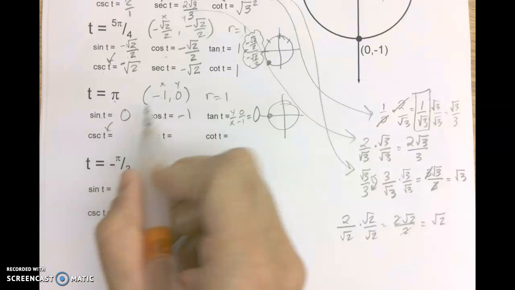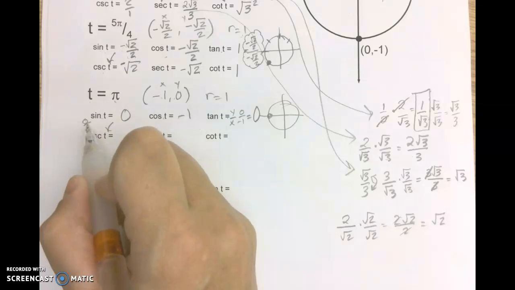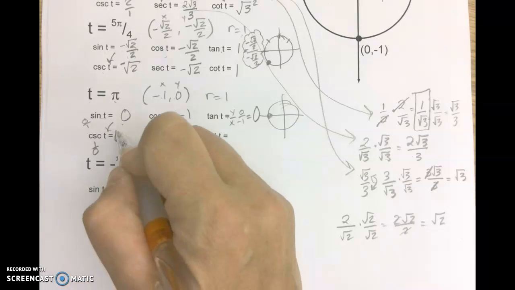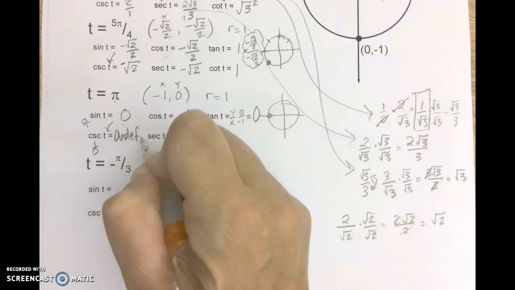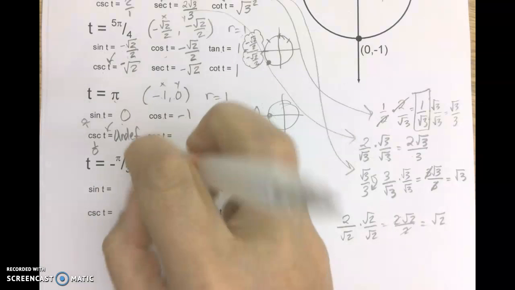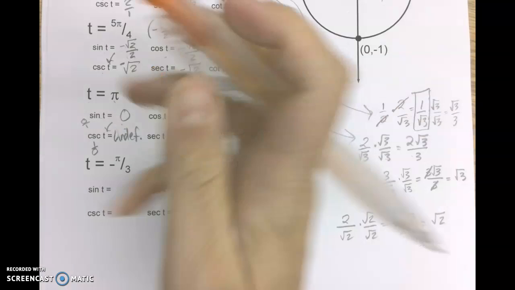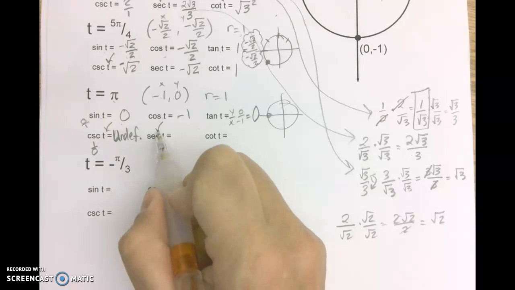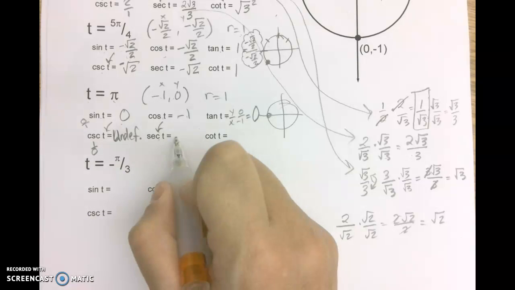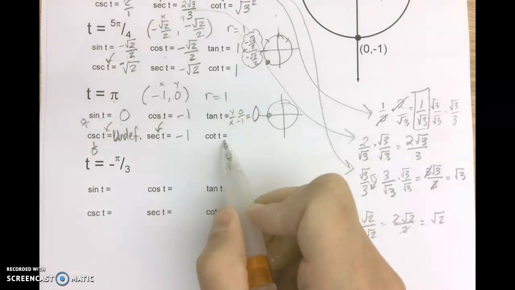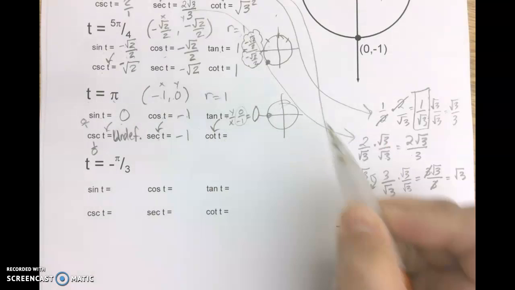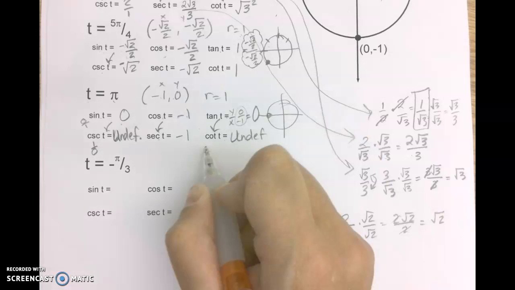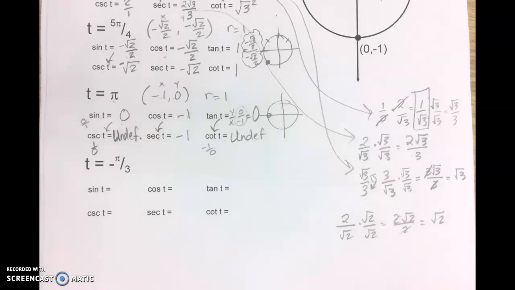Cosecant is the reciprocal. Now this right here is going to be 0 over 1, therefore it's 0. So the reciprocal here is 1 over 0, which is undefined. Kind of looks like an A. Undefined. Secant is the reciprocal of -1, and the reciprocal of -1 is -1. And the same thing with cotangent. The reciprocal, if that was our tangent, then our cotangent is also going to be undefined because it will be -1 over 0.